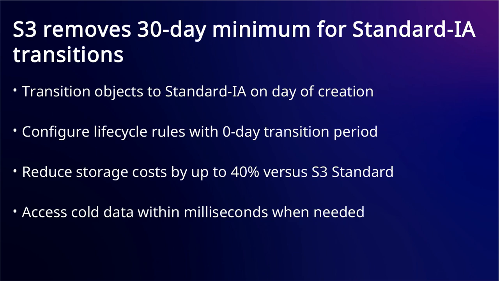Organizations storing data that becomes infrequently accessed within hours or days previously had to wait 30 days before transitioning objects from S3 Standard to more cost-effective storage classes, resulting in unnecessary storage costs for backups, logs, and compliance data. You can now transition objects to S3 Standard-IA and S3 One Zone-IA on the same day they are created. You configure lifecycle rules with a 0-day transition period using the S3 console, AWS CLI, or SDKs.